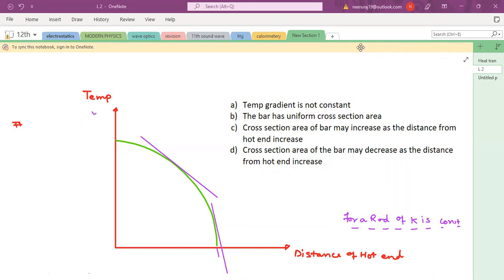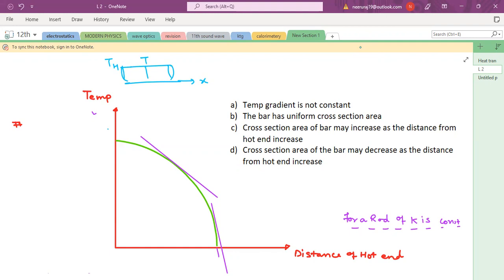So what they have given us is numerical, a temperature and distance graph of the hot end. This is the rod, and in that rod is a graph of temperature against distance. Suppose this is some rod, and this end is at T high temperature, and at any point the distance is x. So they have given a graph of T and X.